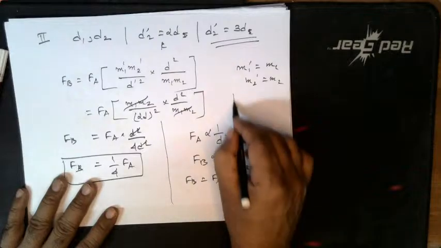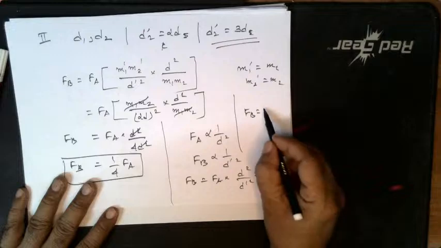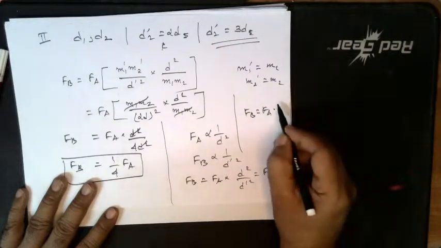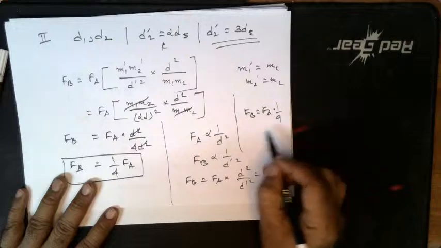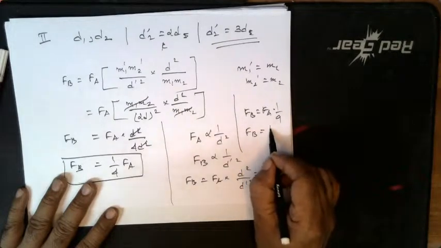It means FB is equal to FA into D squared cancel. So 1 by 3 squared, 9. So it means FB is 1/9 of FA. Okay.